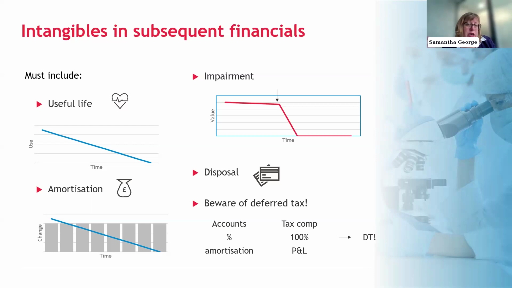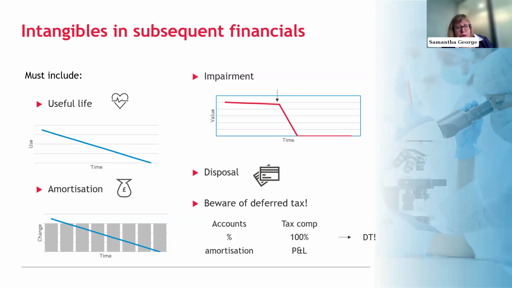And of course it could go the other way. So you may write something down and then a while later market conditions have changed, something else has changed, and you've got a reason to actually reverse that impairment back through the P&L again. And then finally, of course, when we get to exit, there'll be a disposal of that intangible asset within the profit and loss account, within the balance sheet, and any profit taken to the profit and loss account.